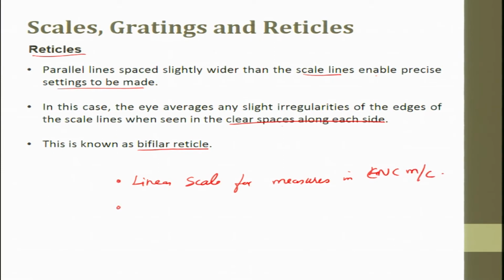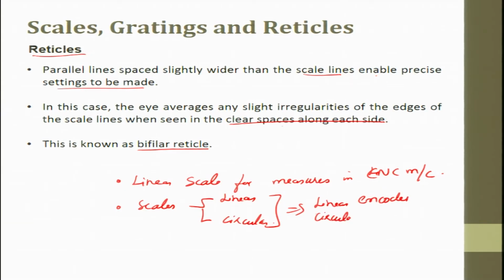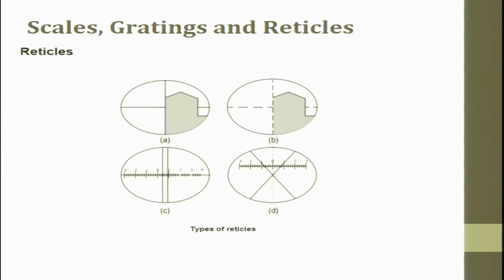And the scales can be of two types. They can be linear or circular. So, basically people call them linear encoders and circular encoders. These are nothing but scales, gratings and reticles which are used for measurement.